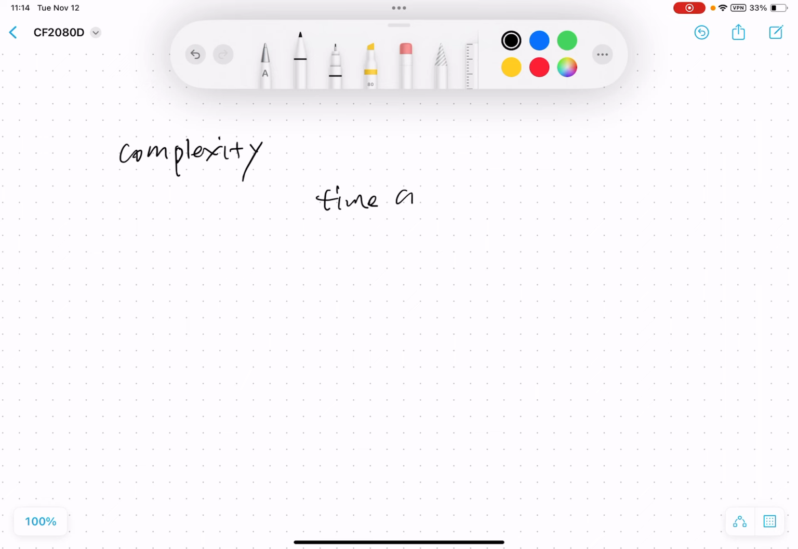For time complexity, we don't need a specific algorithm to solve this problem. This is a basic logical thinking problem. So, the time complexity will be O(3 multiply n).